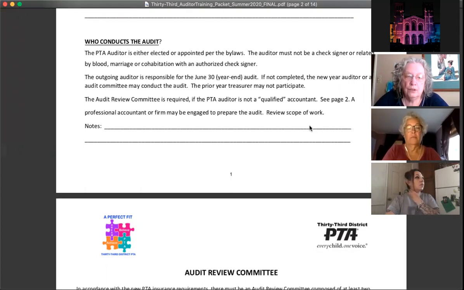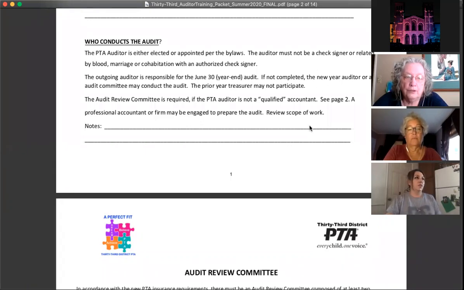It's important to know, and I think I've covered it in the next slide, that the auditor, ordinarily, the president appoints people and the board will approve, but because the president is a check signer, then the auditor and the review committee that we're going to talk about will be nominated by the board and approved by the association.